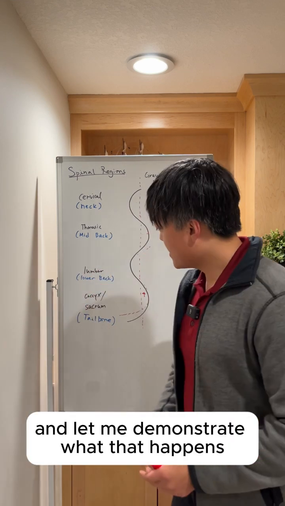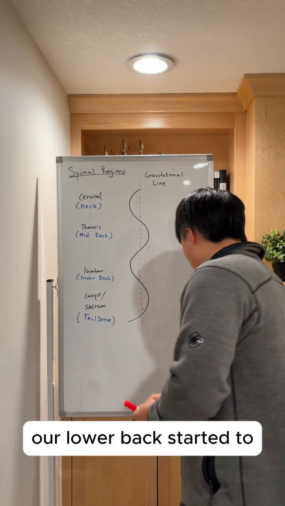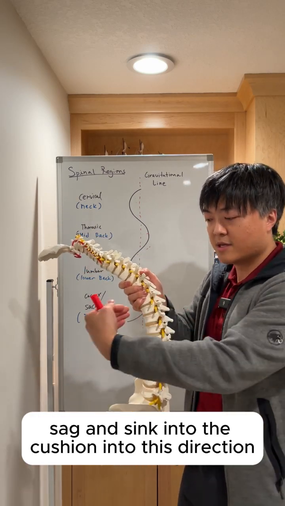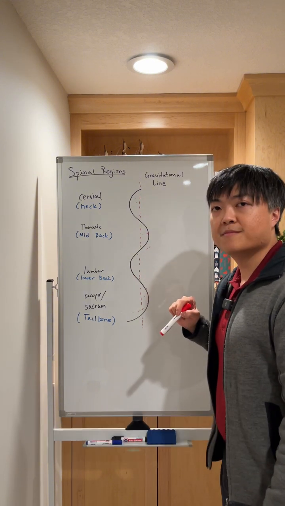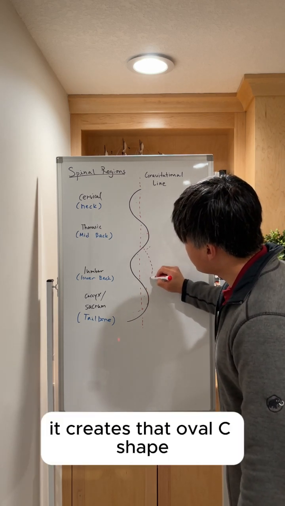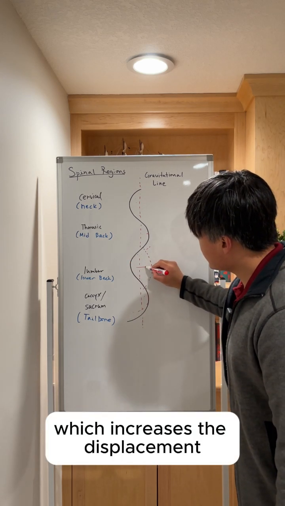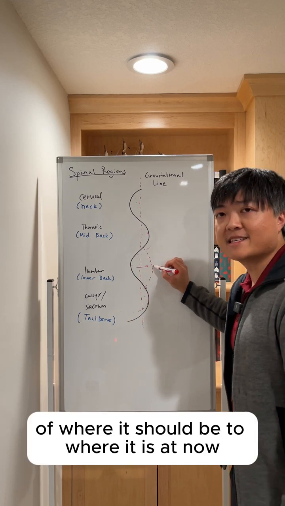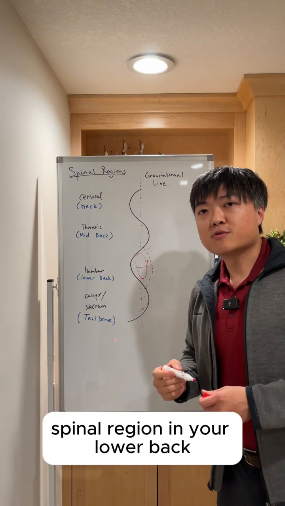Let me demonstrate what that does to the lumbar spine here. What happens as we sink in? Our lower back starts to sag and sink into the cushion, in this direction. Our lumbar spine should have a nice lordosis here. But as we sink into the couch, take a look here. It creates that oval C shape, which increases the displacement from where it should be to where it is now. This is a lot of pressure acting upon the spinal region in your lower back.